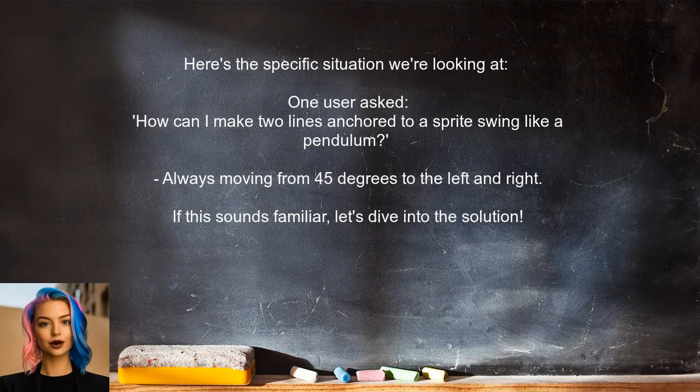Here's the specific situation we're looking at. One user recently asked, "How can I make two lines anchored to a sprite swing like a pendulum, always moving from 45 degrees to the left and right of their initial position?" If this sounds familiar, let's dive into the solution together.